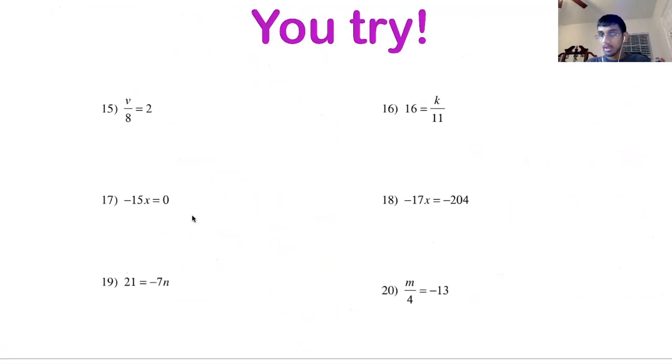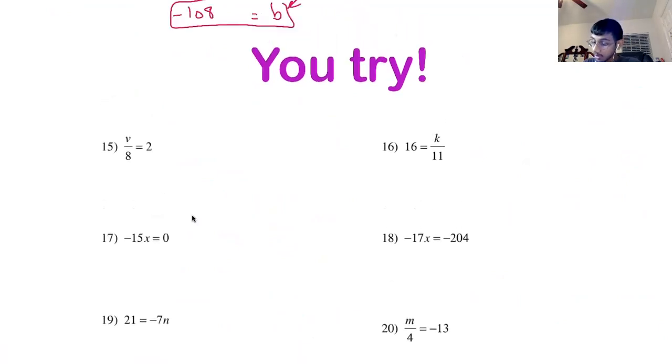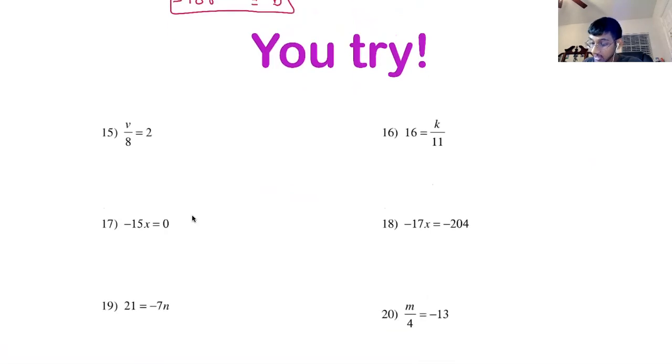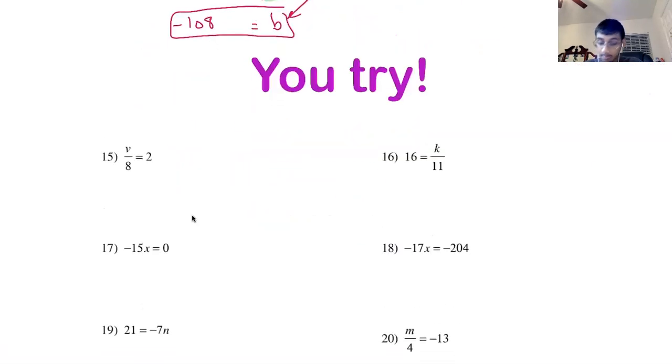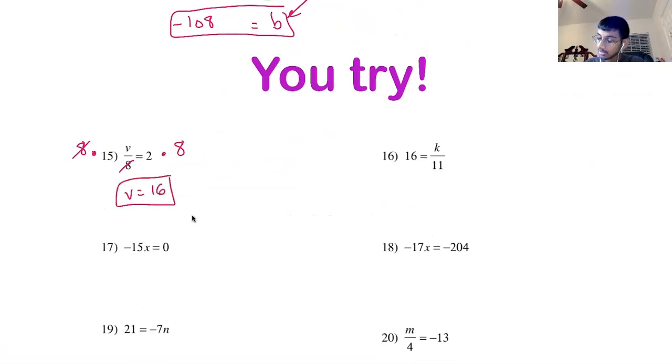Okay, so for this one, I'm assuming you've paused the video and done all the problems on your own. Let's try this out now. So for number 15, v over 8 is equal to 2. So what we do for that is we just have to multiply the 8, just like I did in this problem up here. So we multiply the 8 on both sides. When I do that, the 8 cancels out, and we're left with v is equal to 2 times 8, which is 16. Good. Let's continue.